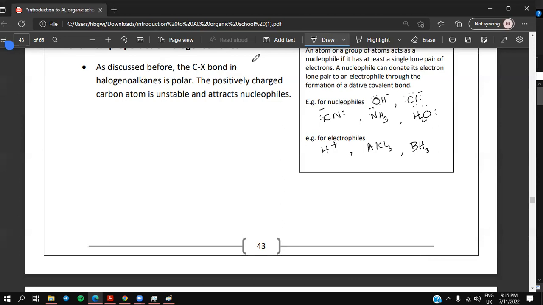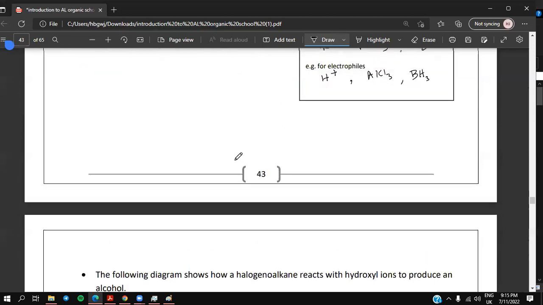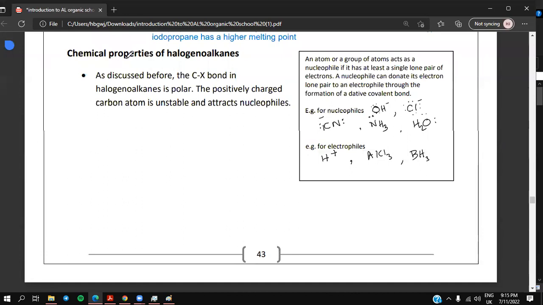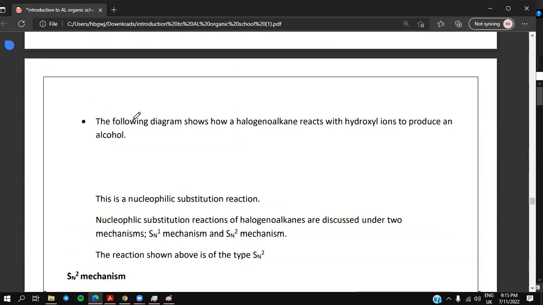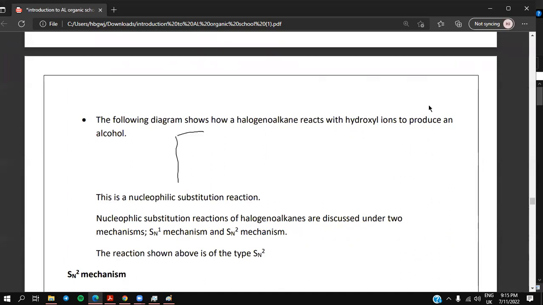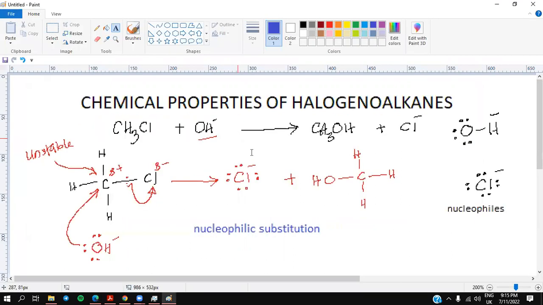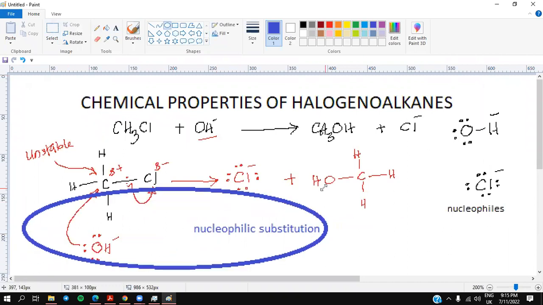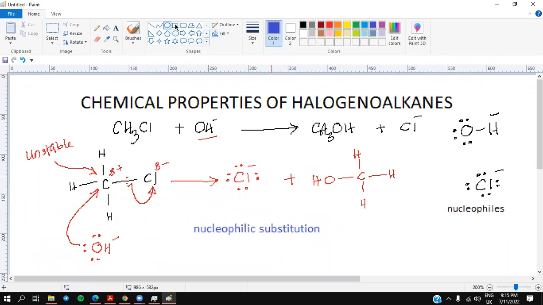Now here, for this, to explain the chemical properties of halogenoalkanes, the following diagram shows how a halogenoalkane reacts with hydroxyl ions to produce an alcohol. We have to discuss the reaction mechanism over here in this box. This is what you are supposed to show. Take down this part.